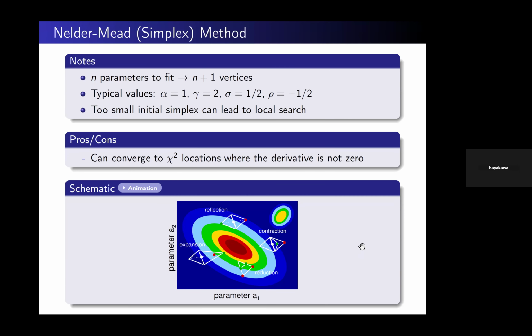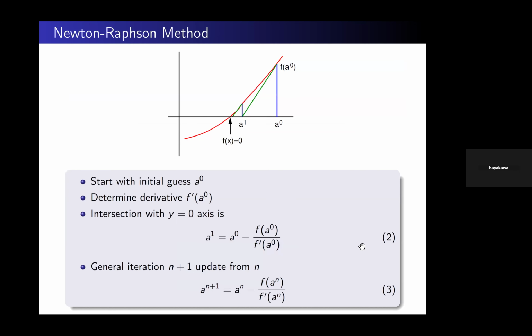Some of the drawbacks of this method: if you start off with 3 initial guesses, in this case 3, in a really small area, you might just move around in that area. It could lead to a very localized search. Another negative is that it can converge to locations where the derivative is not 0. The good news is you don't need differential information here, but the bad news is you didn't necessarily get to the minimal position. So now I'll move on to gradient-based methods.